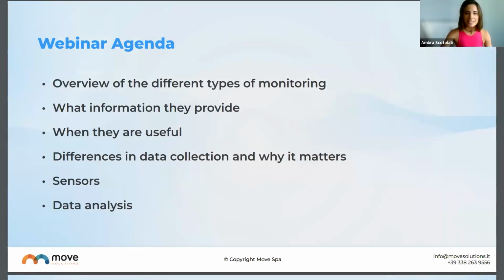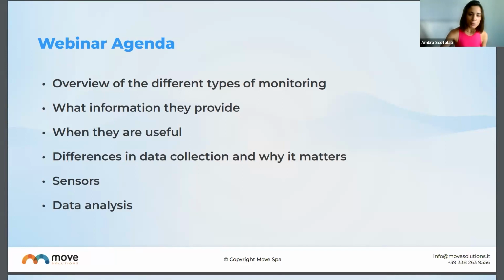So today's agenda will be the following. We will obviously give you an overview of the different types of monitoring, explaining what information they provide about the structure, about its health and its behavior. And we are going to show when these types of monitoring are useful and when they're typically used. And you will also see some projects where Move Solutions sensors and systems were used to apply different types of monitoring techniques.